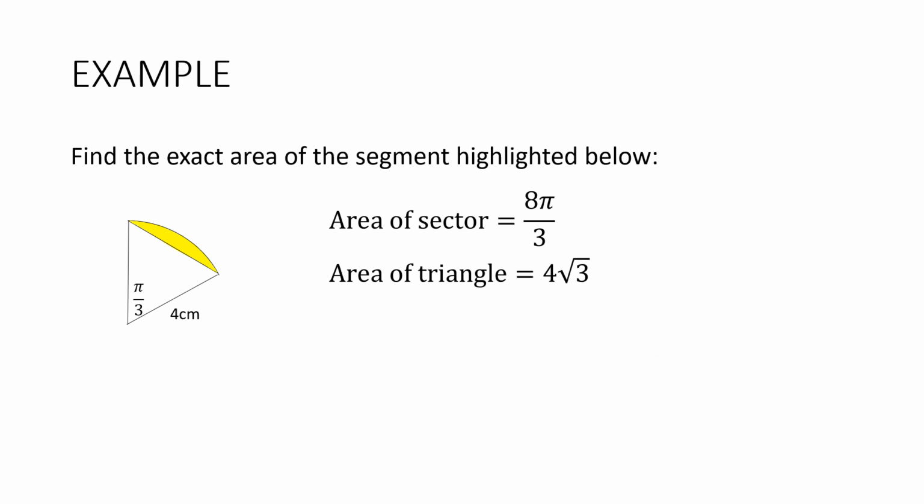So there's our area of a sector and our area of a triangle. This shaded part here is going to be the area of the sector, take away the area of the triangle. And in exact form, that's 8 pi on 3, take away 4 root 3.